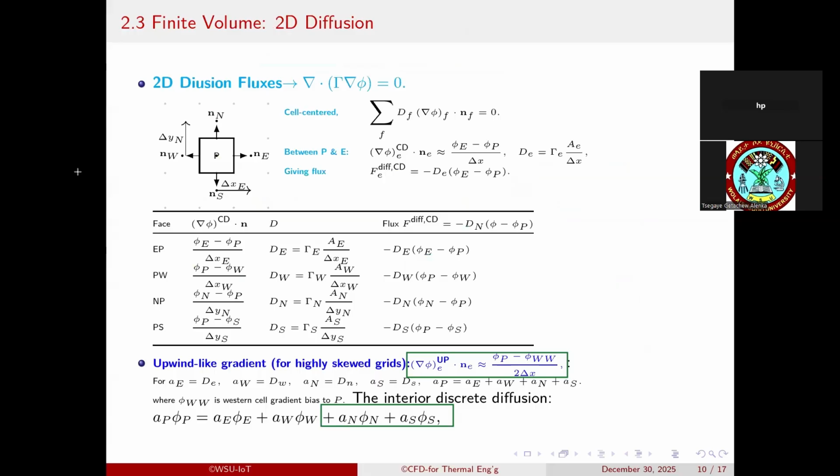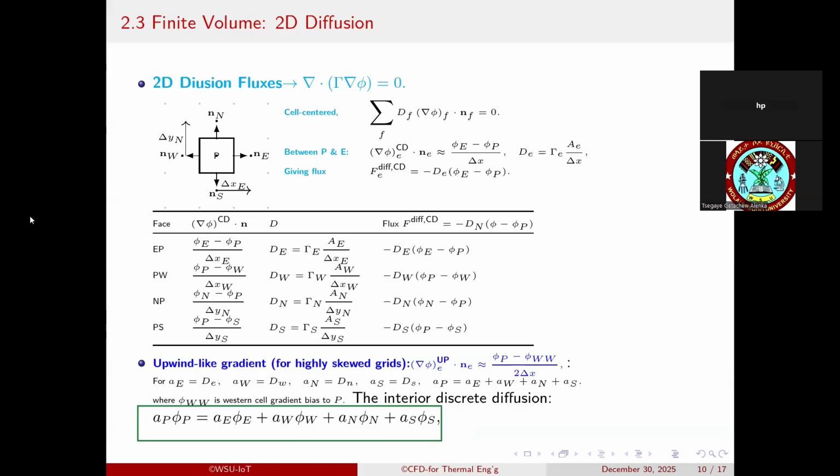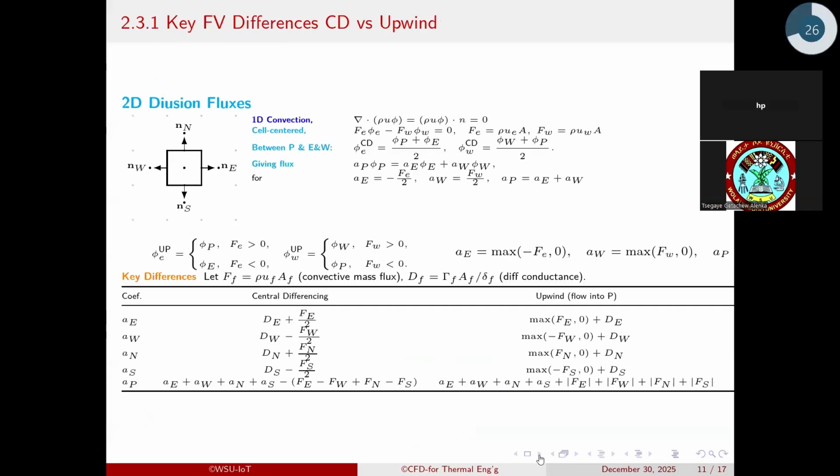The discrete diffusion for the interior cell then becomes A_P phi_P, which is the sum of all flux of K phi. The same can be said with the convection flux, using central difference and upwind finite volume discretization, with the only difference being here the diffusion coefficient, skipping the convective flux term compared to the previous calculation.